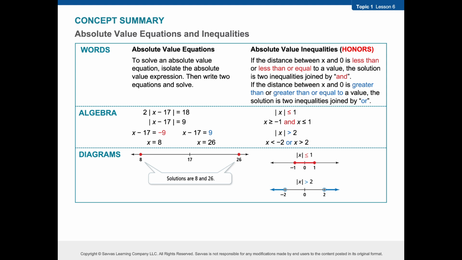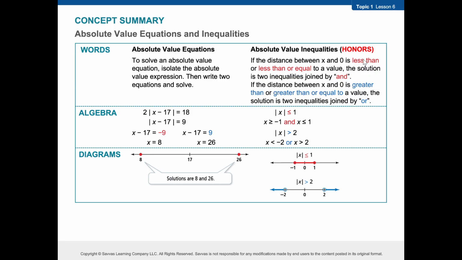So absolute value equations. To solve an absolute value equation, isolate the absolute value expression, then write 2 equations and solve. So here, 2 times the absolute value, not parentheses, cannot distribute. They divided by 2 on both sides, they got 9. Once the absolute value expression is by itself, separate it into two equations, one with a positive 9, the other with a negative 9. Add 17 to negative 9, one answer is 8. Add 17 to 9, the other answer is 26.